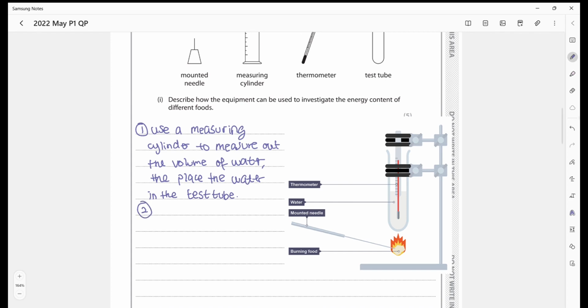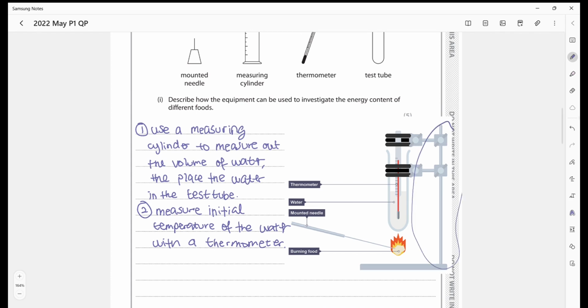The second step, so once you put the water into the test tube, we would measure the initial temperature of the water, and we would do that with a thermometer. Okay, so once we do that, we would place the test tube into this clamp that we see here.